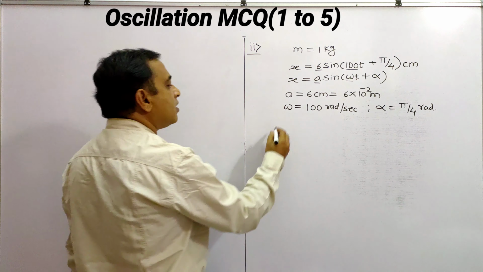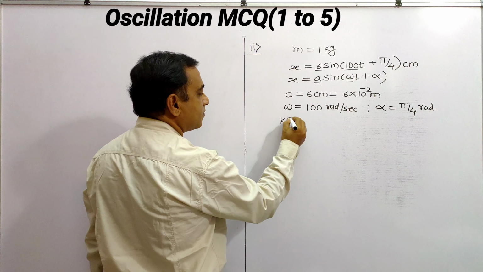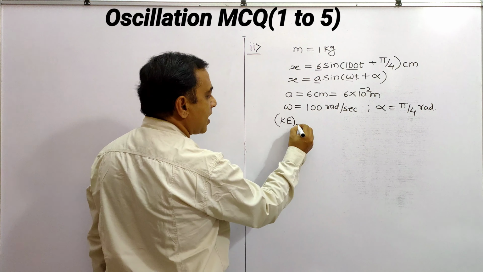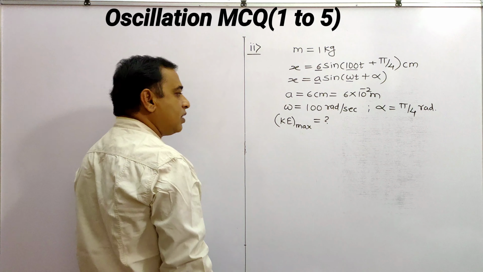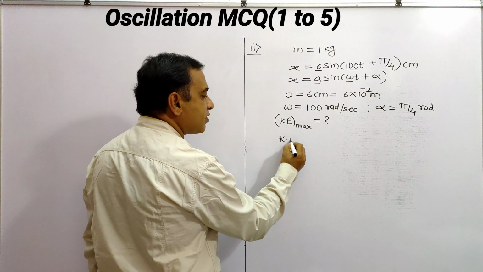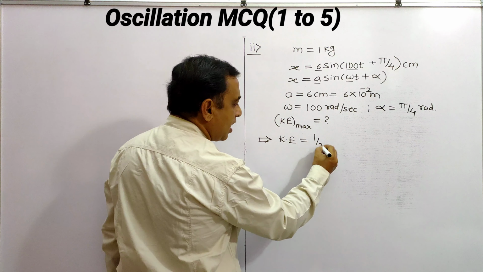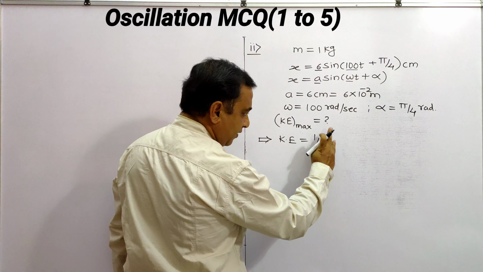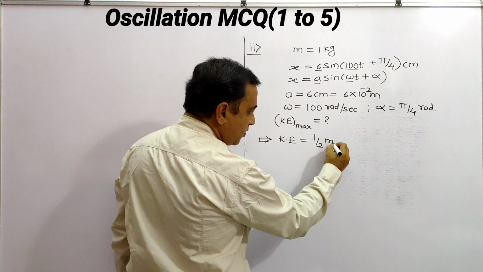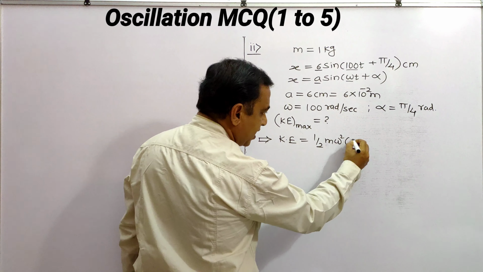So we need to calculate the maximum kinetic energy. Kinetic energy maximum. So it is a question mark. Before that, what exactly is the general kinetic energy equation? That is very important. The general equation is given by half of m omega square in bracket a square minus x square, and we need to get the maximum value. When exactly is it maximum?